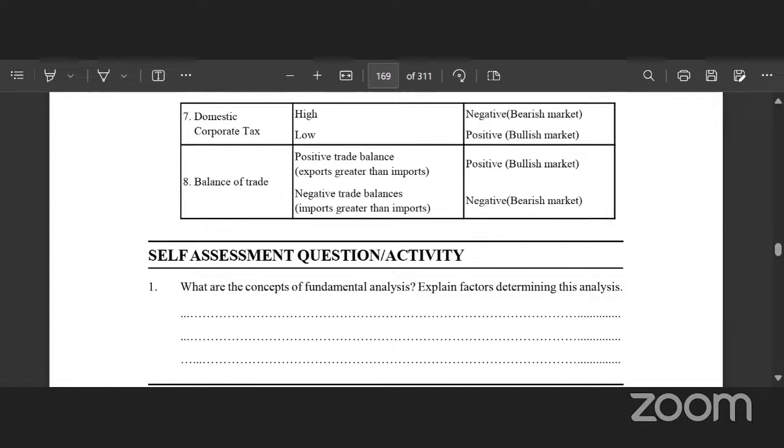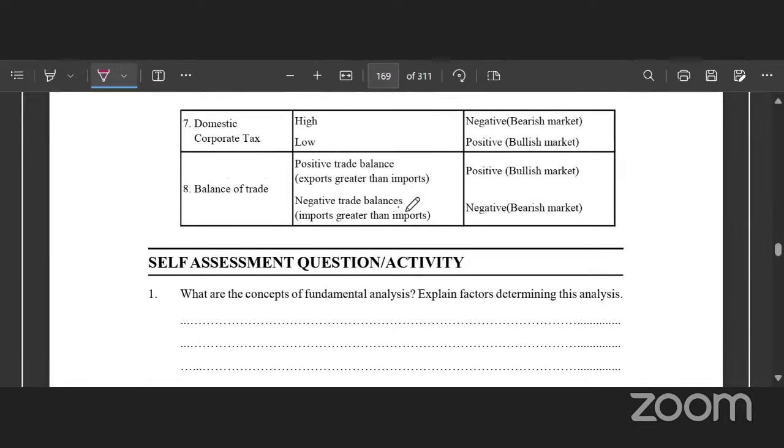Balance of trade: a positive trade balance, which means exports are greater than imports, is positive. If the balance of trade is negative, which means imports are greater than exports, it is negative. So this is related to economy analysis.